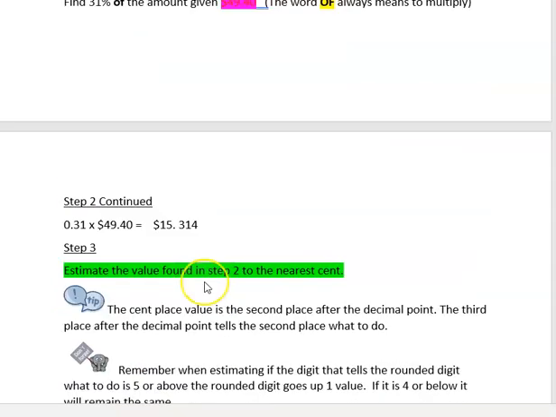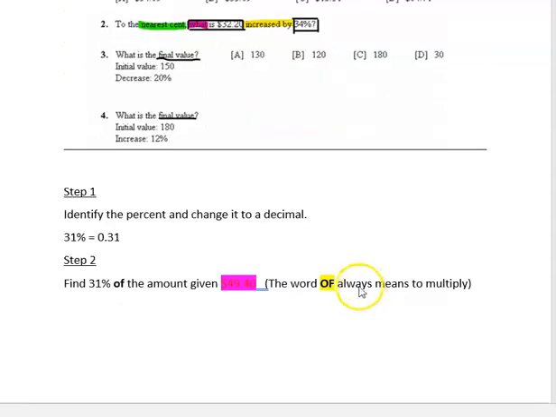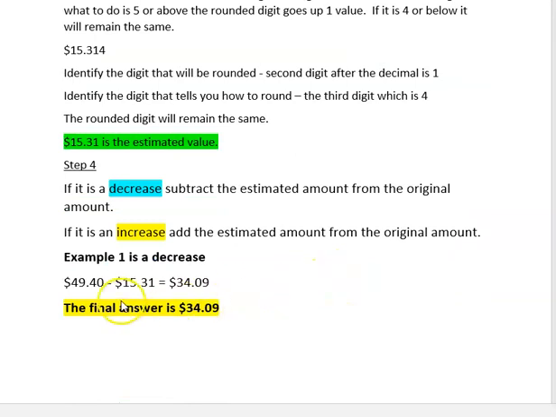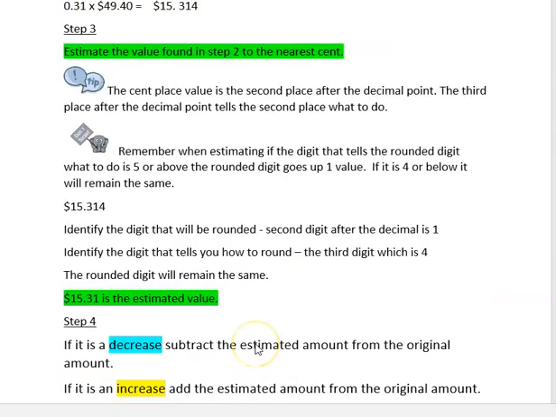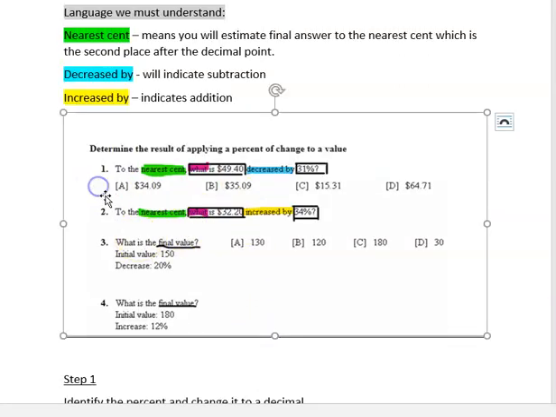Now, let's go back up to our text and remind ourselves. We've now turned this into money, so now we can decrease this amount by that amount of money. Remember, decrease by means to subtract. So we're going to take our amount, $49.40, and we're going to subtract $15.31. That will give us a final answer of $34.09. So, we would have chosen A. A is the proper response.